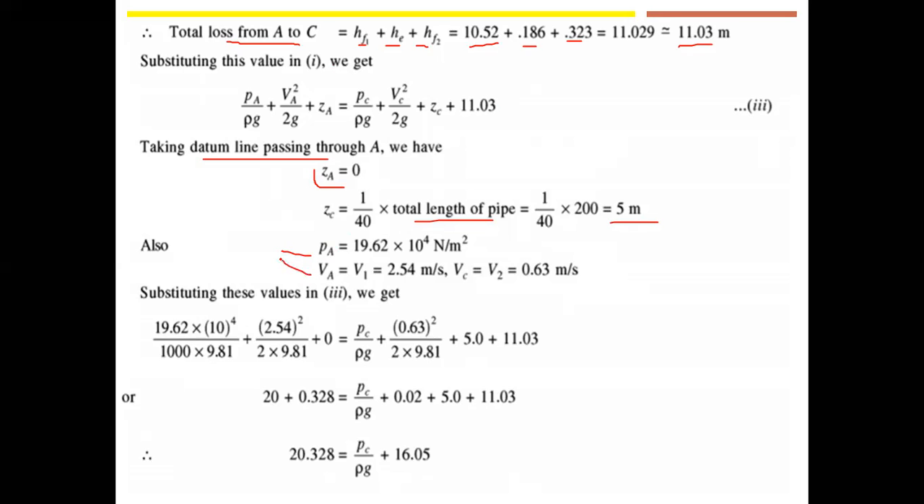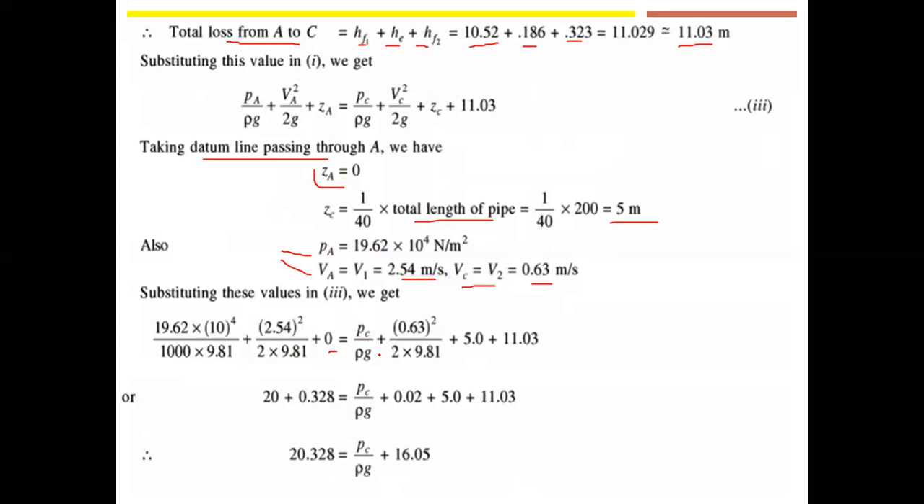సో వాల్యూమ్ వెలాసిటీ సేమ్ ఉంటుంది కాబట్టి VA at V1 is equals to 2.54 and VC is equals to V2 కాబట్టి 0.63. Okay, now substituting all the values, సబ్స్టిట్యూట్ చేస్తే, ప్రెషర్ at A 9.62 తీసుకోండి, రైట్, బై rho ఇంటూ 1000 ఇంటూ G ప్లస్ VA ఏంటి? V1 that is equal to 2.54 square by 2 into G plus ZA is equal to datum line ఉంది కాబట్టి 0. నెక్స్ట్ PC by rho G, PC వాల్యూ ఎంత?